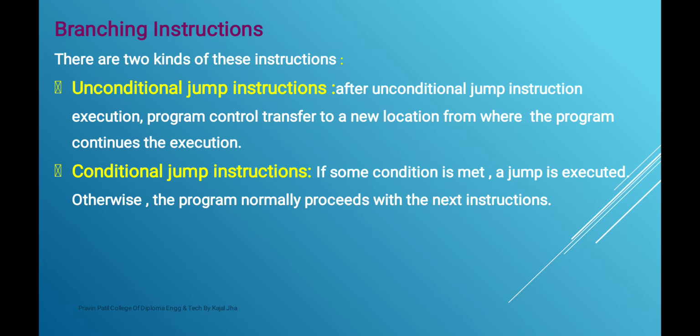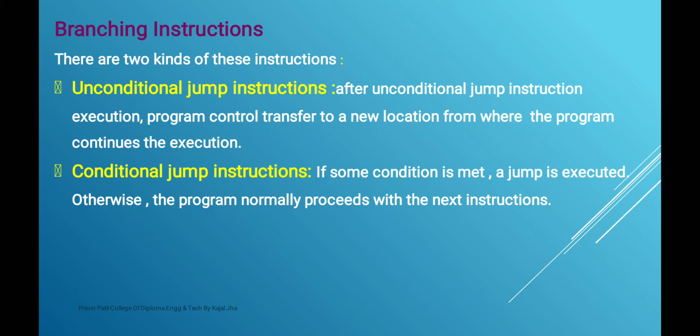After that, branching instructions. There are two kinds of this instruction. First is the unconditional jump instruction. In that, after the unconditional jump instruction executes, program control transfers to a new location from where the program continues execution. After that, the conditional jump instruction. If some condition is met, a jump is executed, otherwise the program normally proceeds with the next instruction.